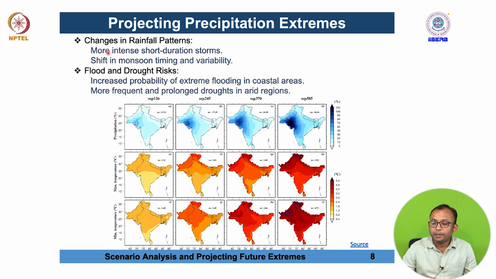So, what would be the implications of these results? More intense short duration storms are going to happen. There are shifts in monsoon timing and variability, and a high chance of increased probability of extreme flooding in coastal areas, and also more frequent and prolonged drought in arid regions.